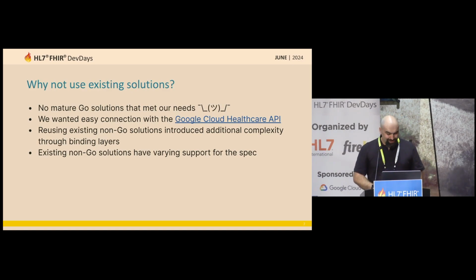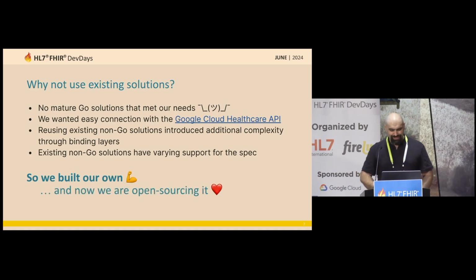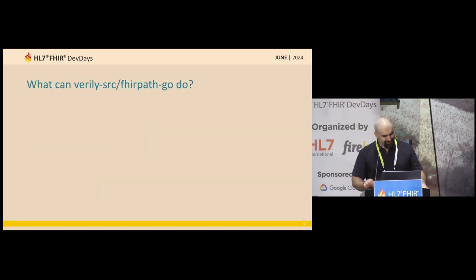And so yeah, the non-Go solutions also had varying support for the spec. If anybody's played around with the HL7 example FHIR Path implementation, you'll know that it's a lot more lax than some of the other existing implementations, for example. And so we did what any developers would do. We built our own, and we're open sourcing it. So on to the cool stuff.